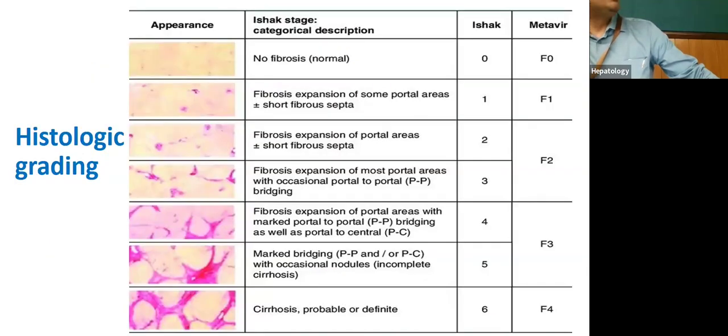Histologic grading we have already seen in detail. For us, the METAVIR score is very important because F0 and F1 are no or minimal fibrosis. F2, F3 are a moderate amount of fibrosis. And F4 is the end stage fibrosis, what we call cirrhosis.